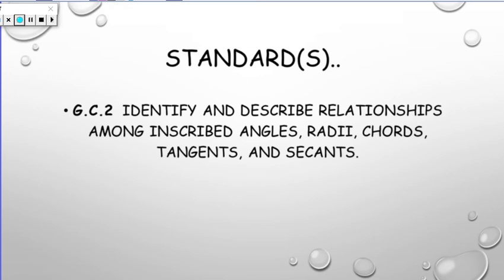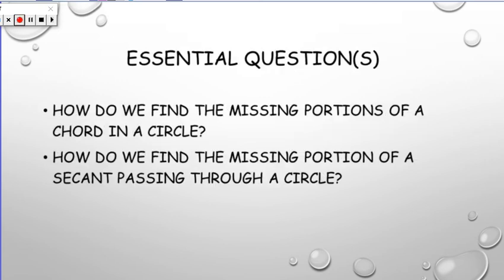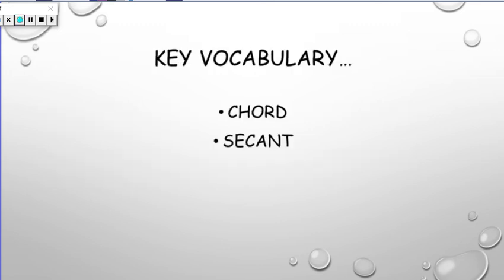Okay, so now we're going to talk about chords and secants in a circle. The standard that we're going to cover is to identify and describe relationships among inscribed angles, radius, chords, tangents, and secants. In this lesson, we're going to focus on finding the missing portions of a chord in a circle, and how do we find the missing portions of a secant passing through a circle. So our key vocab is a chord and a secant.